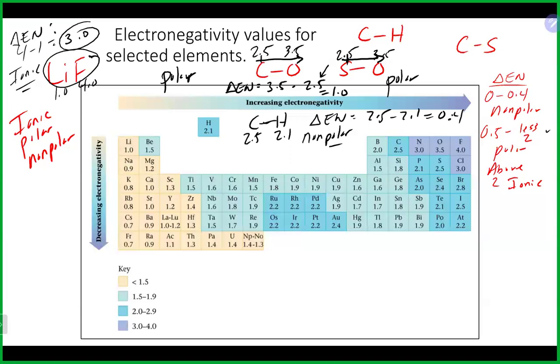Lastly here, carbon at our 2.5, our sulfur at our 2.5. That's a difference in electronegativity of 0, I believe, right? That's going to make this a non-polar bond, right? So we're going to have equal sharing of electrons. Non-polar, right? That's going to be a non-polar bond. Again, that's like a pure covalent bond, actually. Perfect equal sharing of electrons in this particular case. Any questions on how to use electronegativity?